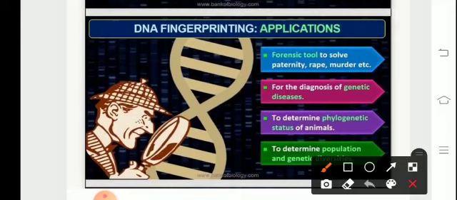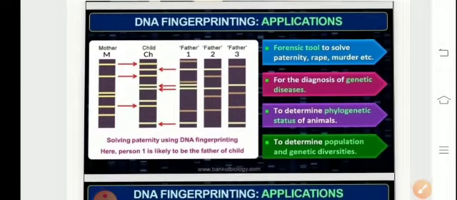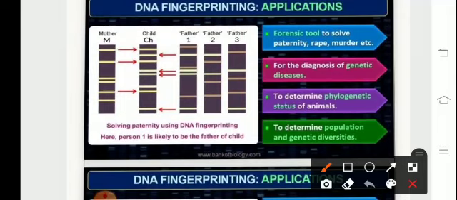Now, what is the application of DNA fingerprinting? It is used as a forensic tool to solve paternity, rape, and murder issues. For the diagnosis of genetic diseases, we could use this technique of DNA fingerprinting. It also helps to determine the phylogenetic status or the evolutionary relationship. It helps to determine the population and the genetic diversities which have cropped up that led to the formation of new species.